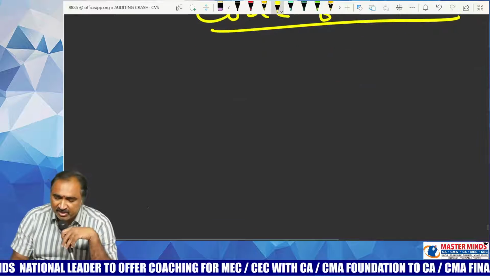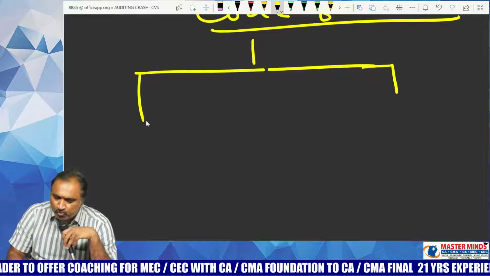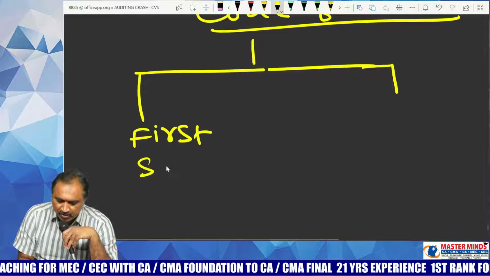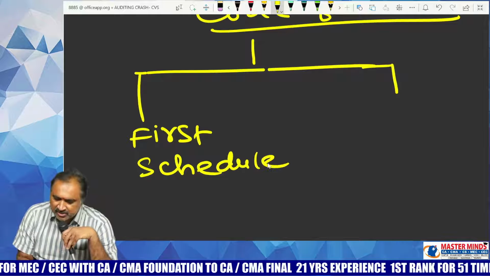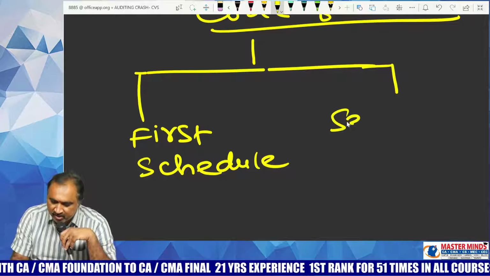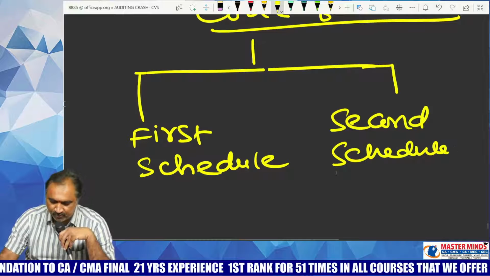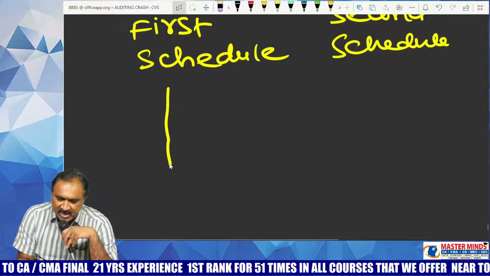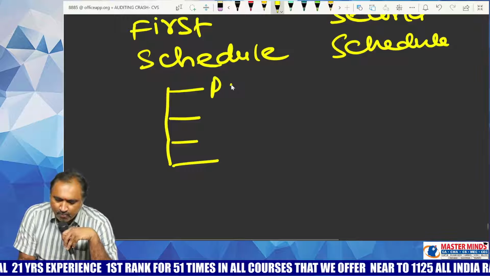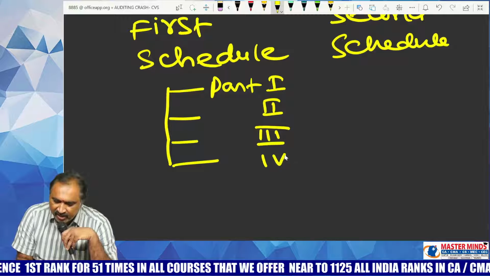In that professional ethics chapter, CA Institute divided the chapter into two broad categories. Those professional ethics issued by the CA Institute classified the professional ethics into two schedules. The first one is the first schedule and the second one is the second schedule. The first schedule has 4 parts: Part 1, Part 2, Part 3 and Part 4.